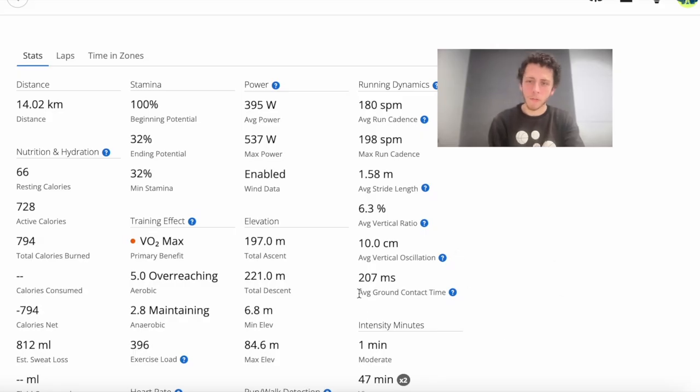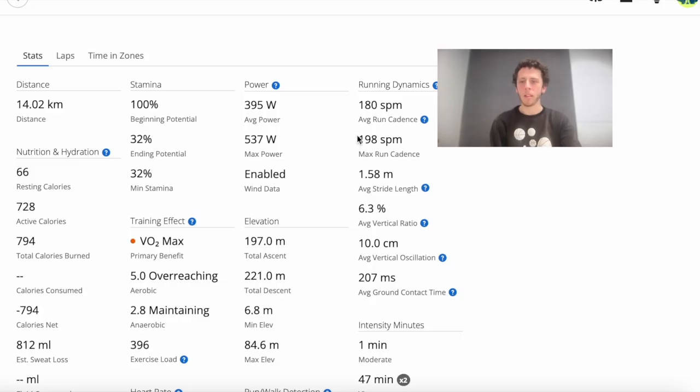And obviously they're going to be different for this one, but I probably won't go as in depth for this specific analysis video, but I will still go through them. So running cadence 180 steps per minute with a max of 198, which is very, very good.